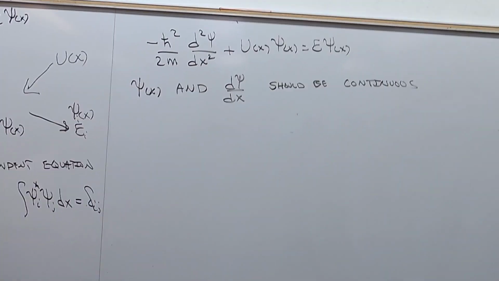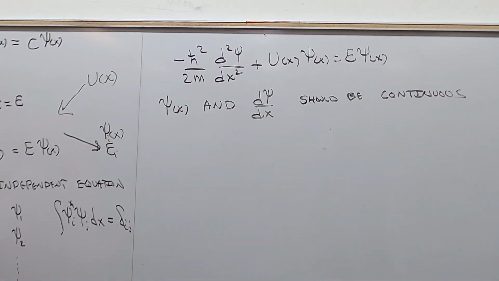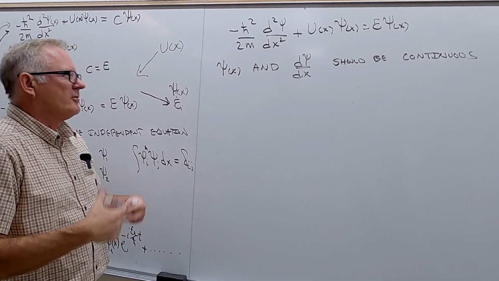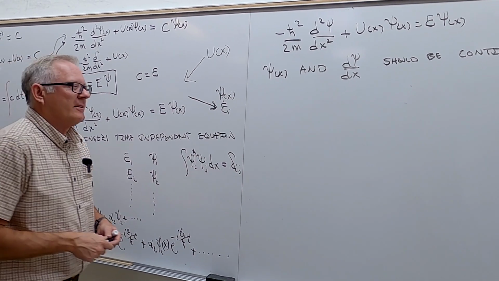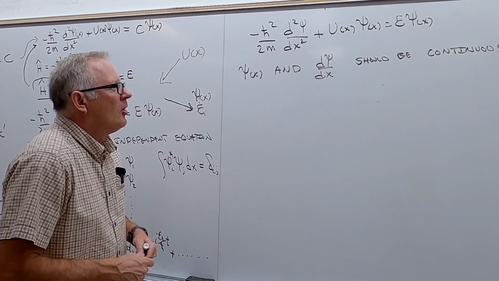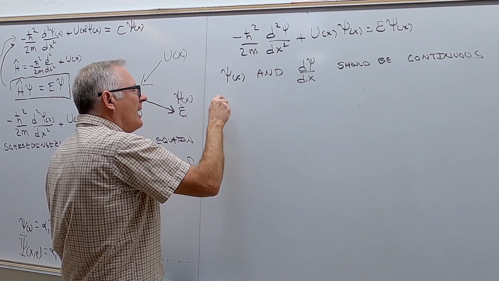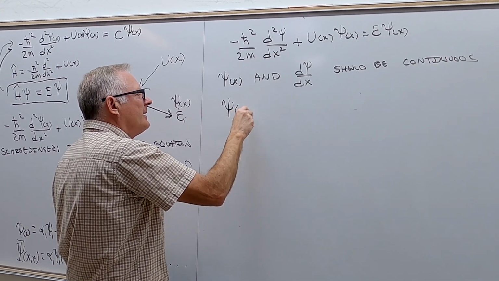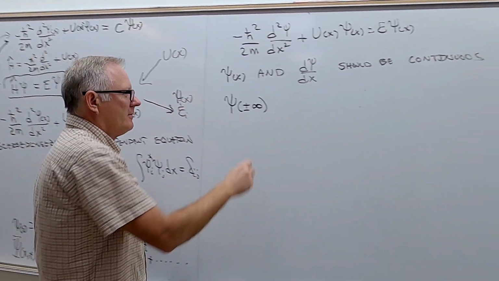There's one thing we also know: psi has to be single valued too. You can't have two values for psi, because when you make a measurement, you're not going to get two values, you're only going to get one. We can also say that psi at plus or minus infinity has to go to 0.